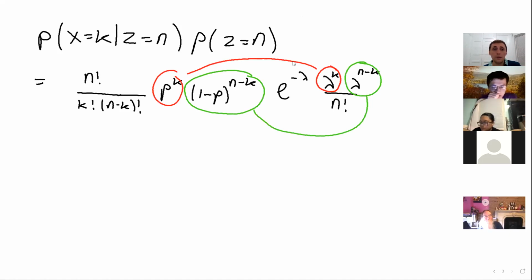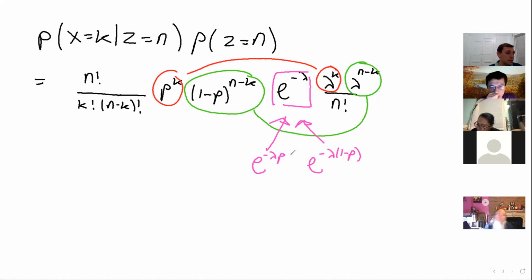And similarly, I will break apart this guy into e to the minus lambda p and e to the minus lambda 1 minus p. If you multiply those together, it ends up being simply e to the minus lambda, as you can see. Like this is e to the minus lambda plus lambda p minus lambda p. So they combine together, and I also distribute those, okay?